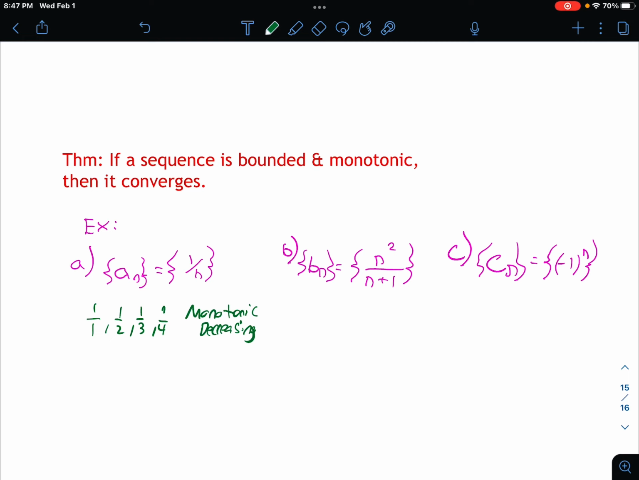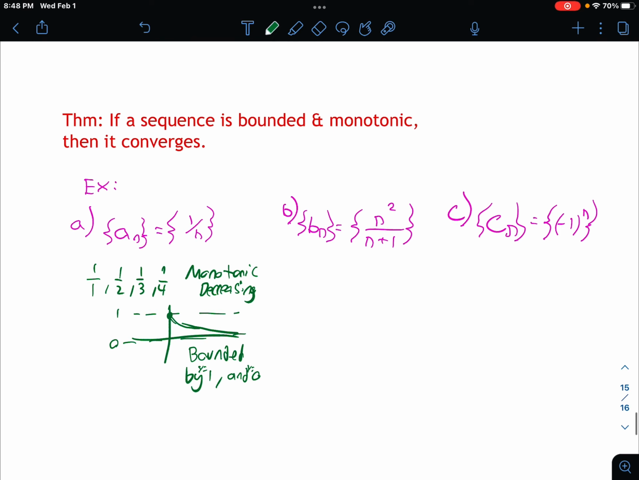Now, is it also bounded? The largest number it's going to have is 1, and then it's going to continue to decrease. Is it ever going to become negative? No, so it's also bounded by 0. It's bounded by 0 and 1. So it's monotonic, decreasing, and bounded by 1 and 0. Therefore, the sequence converges. What this implies is that the sequence converges.